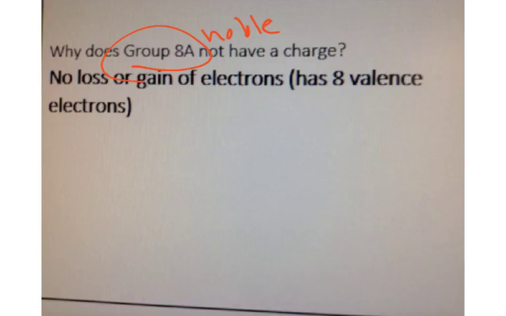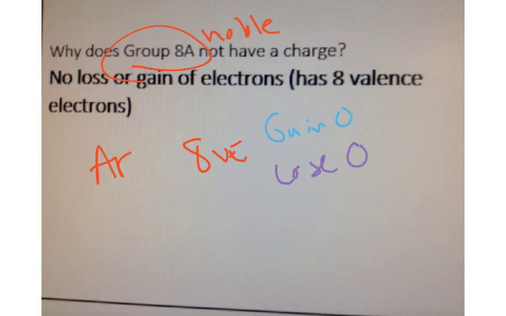Well, you look at, let's say, argon. Argon has 8 valence electrons, so it will either choose to gain 0 to make 8, or it will choose to lose all 8. Well, which one is it going to want to do? It is going to want to gain nothing because it's already perfect as it is. So that's why they never have a charge. That is why they never react, because they are perfect as they are.